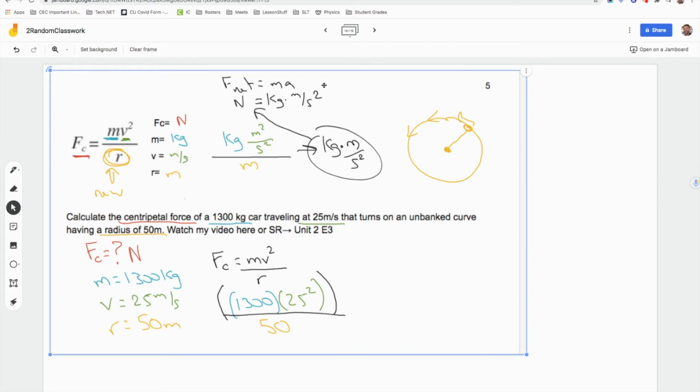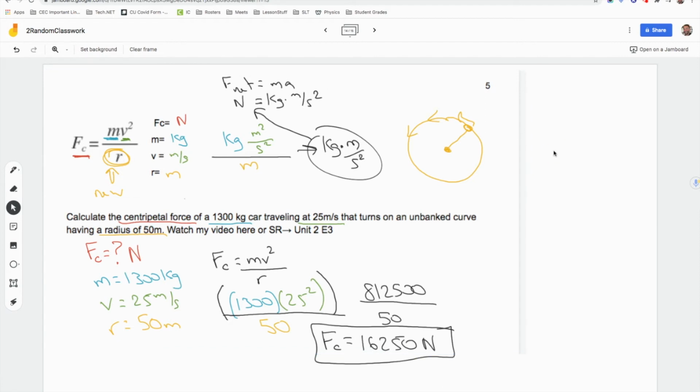is equal to 812,500. That's just the top simplified, divided by 50, okay? Divide that by 50. I get this number. My centripetal force in newtons is 16,250 newtons. That means that's how much force is actually being applied to the tires and to the ground on the curve there. That's that friction force, which we'll learn later, is what's keeping you on the road. Okay, so I hope that helps.